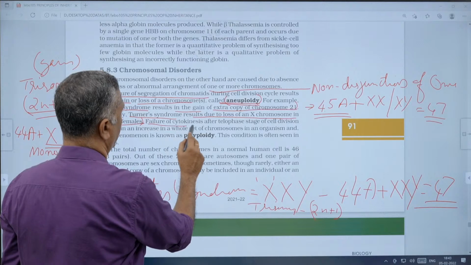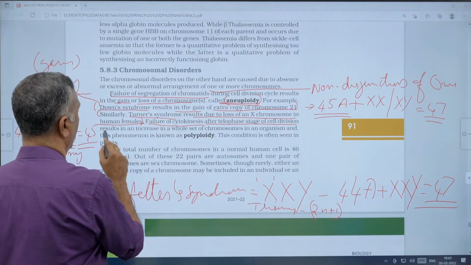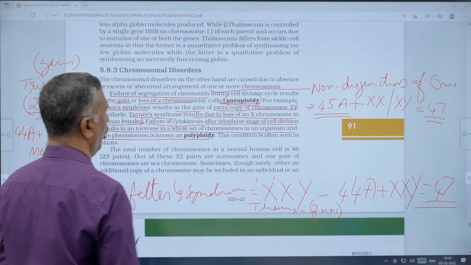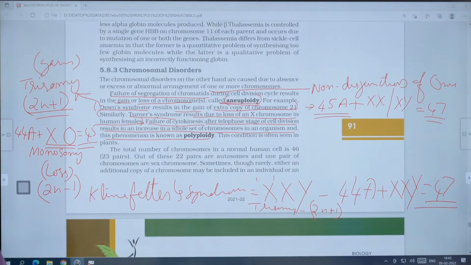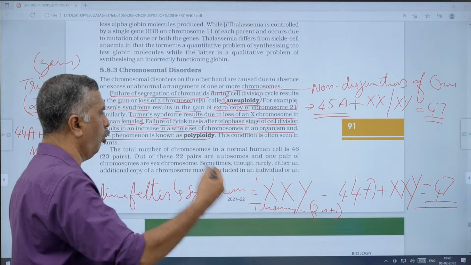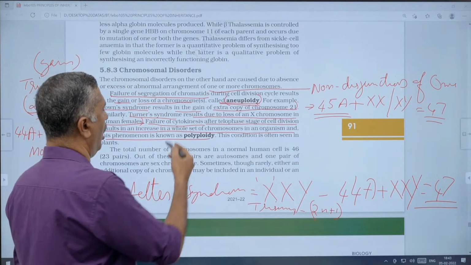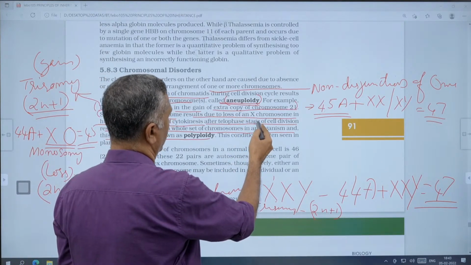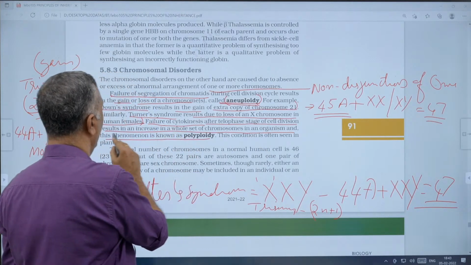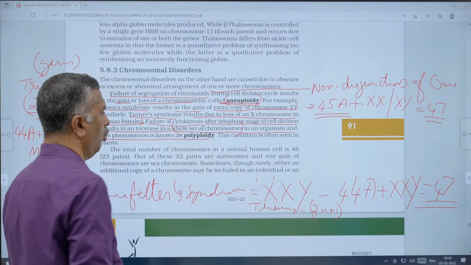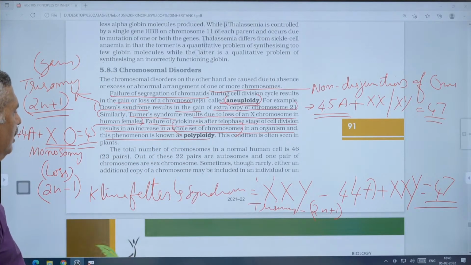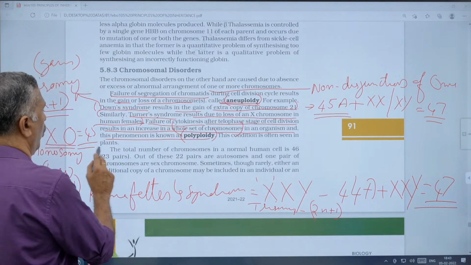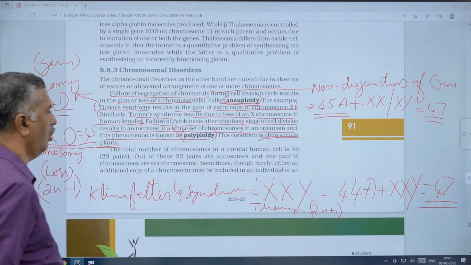Failure of cytokinesis after the telophase stage of the cell division results in an increase in the whole set of chromosomes in an organism, and this phenomenon is known as polyploidy. Karyokinesis, division of the nucleus, is followed by cytokinesis, division of the cytoplasm. Telophase means the last stage of karyokinesis. So if cytokinesis does not happen after telophase, it results in the increase in the whole set of chromosomes, doubling or multiplying them. This phenomenon is called polyploidy, and it is often seen in plants.